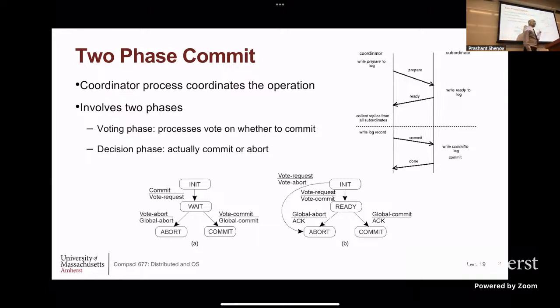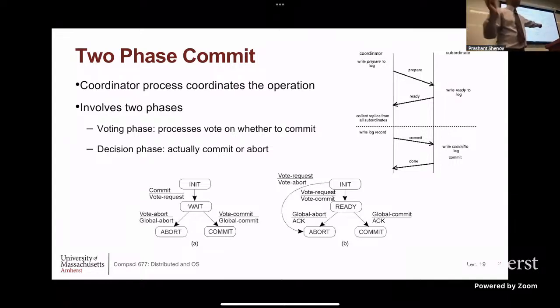But the other part is also true. If a participant crashes and does not vote, the coordinator cannot proceed either, because it's an all or nothing property. Let's take a simple example of why this might be a problem. The coordinator sends a vote request. Here's a participant that was in init. It decides to abort the transaction, and it sends an abort vote back to the coordinator, but it crashes.